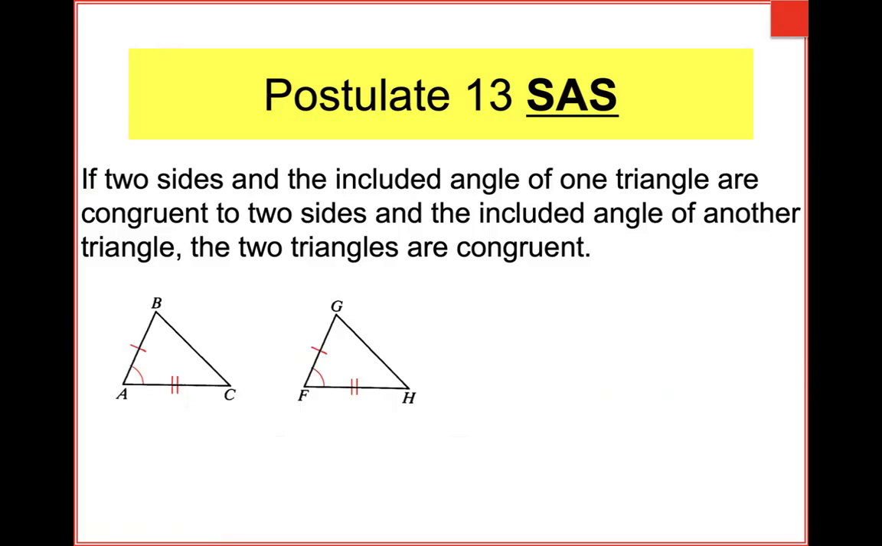Just remember, it must be two sides and the included angle. Just because you have two S's and an A doesn't make it SAS. It's got to be two sides and the angle between the two sides. And it's got to be for both triangles. If one triangle says SAS and the other one says, I don't know, A or SSA, then it's not true. They both have to say SAS.